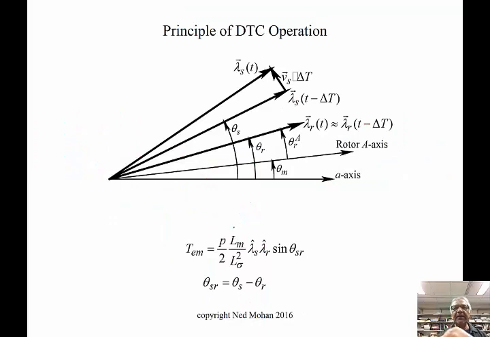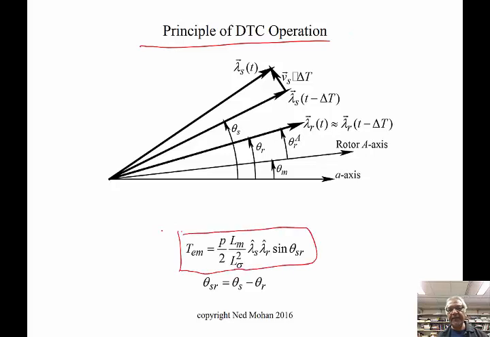What is the principle behind it? Well, the principle is very simple, and that is based on this equation for electromagnetic torque that we can derive, and that is derived in detail in the book. As you can see here, these are all machine quantities over here, but this is the peak amplitude of the stator flux, the rotor flux linkage. When I say flux, I really should be saying flux linkage, and sine of this angle between the stator and the rotor flux linkage, theta sub SR, which is this over here.